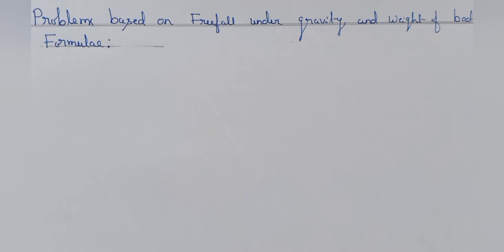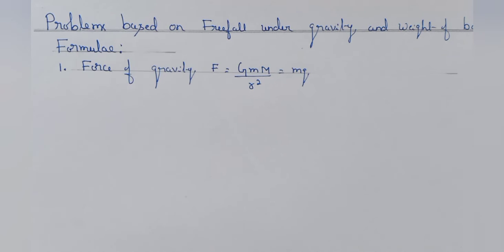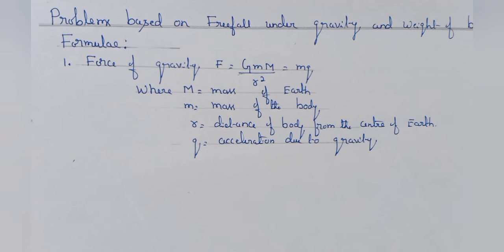You know, gravity is the phenomenon of attraction between Earth and any other body. The force of gravity is given by F is equal to capital G small m into capital M by r square. The force of gravity is also equal to m into g. Here capital M represents the mass of the earth and small m represents mass of the body and small r represents distance of the body from the center of the earth and g represents acceleration due to gravity. Next, the relation between small g and capital G is small g is equal to capital G into capital M by r squared.